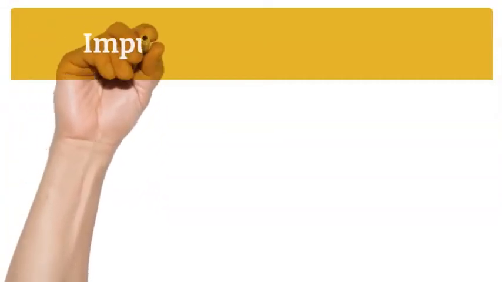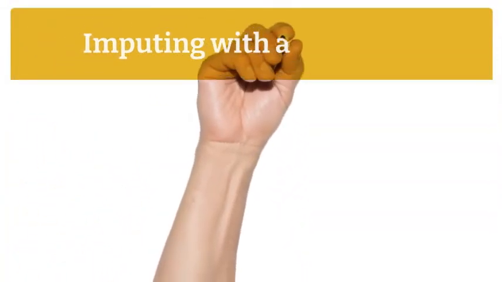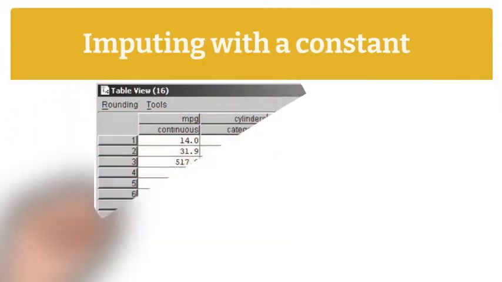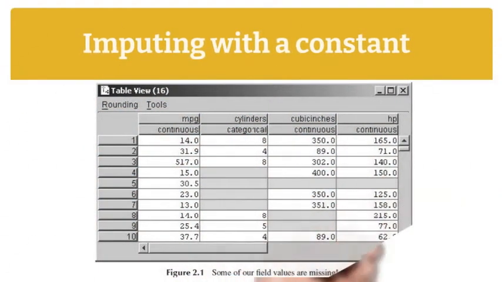Now let us illustrate these different concepts. We'll start by imputing the constant. Let's have a look at this example. You will see that there are many missing values for cylinders, cubic inches, and horsepower.